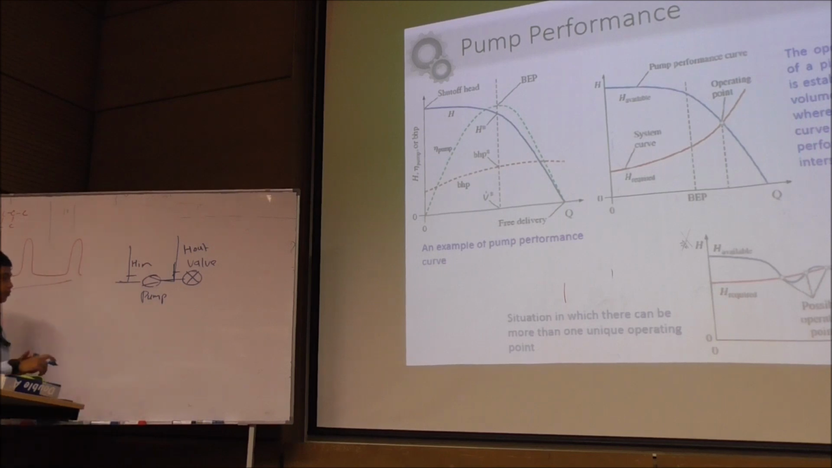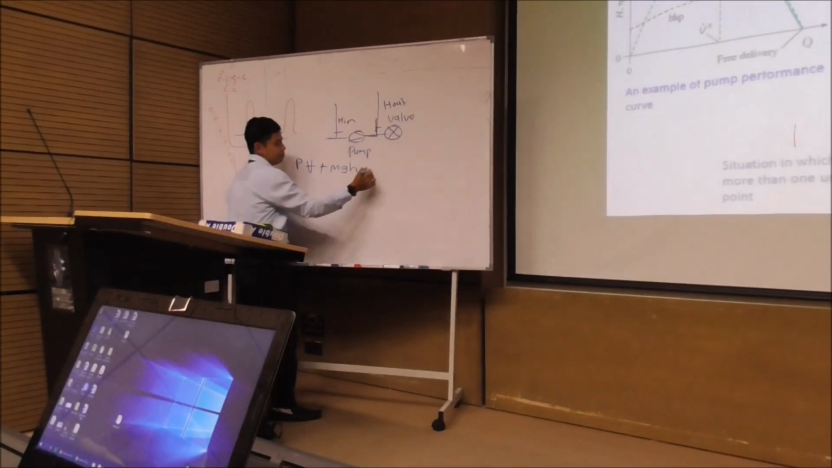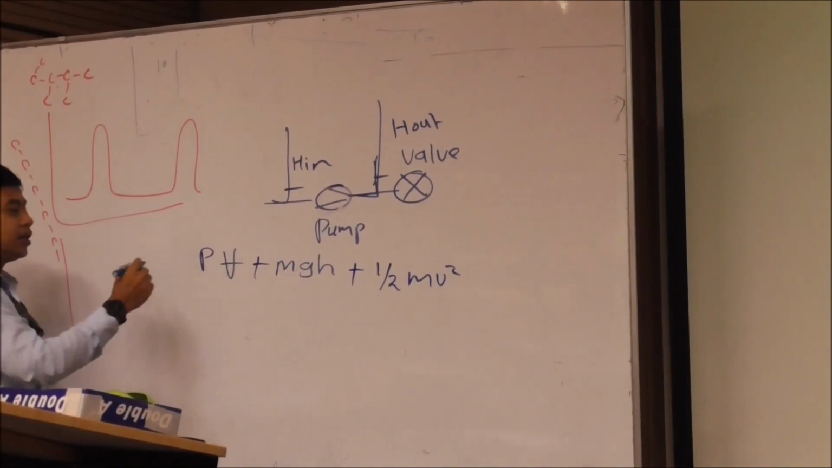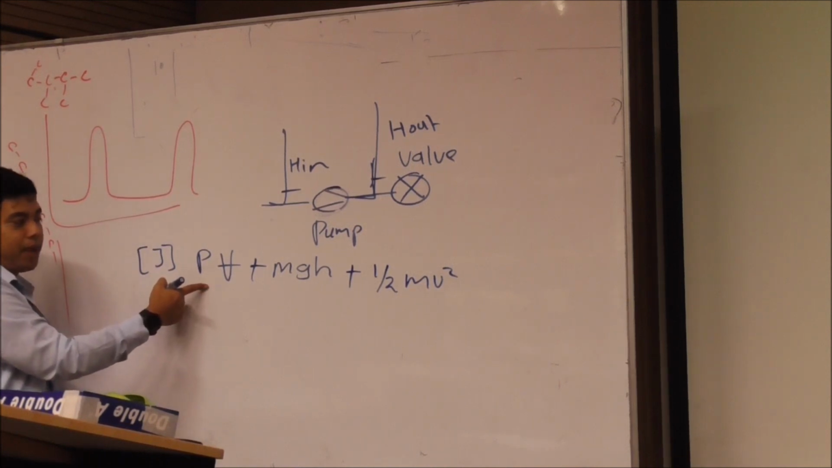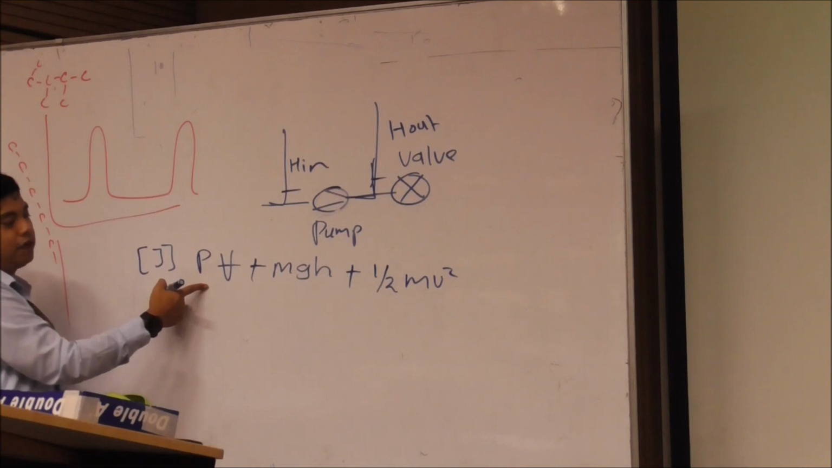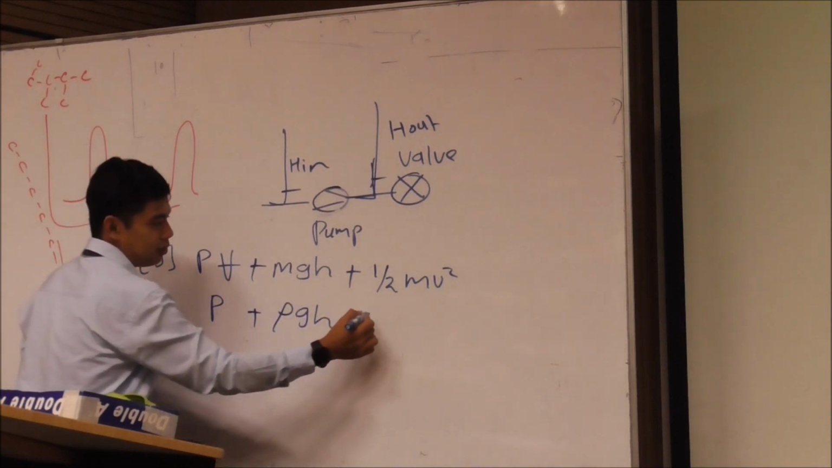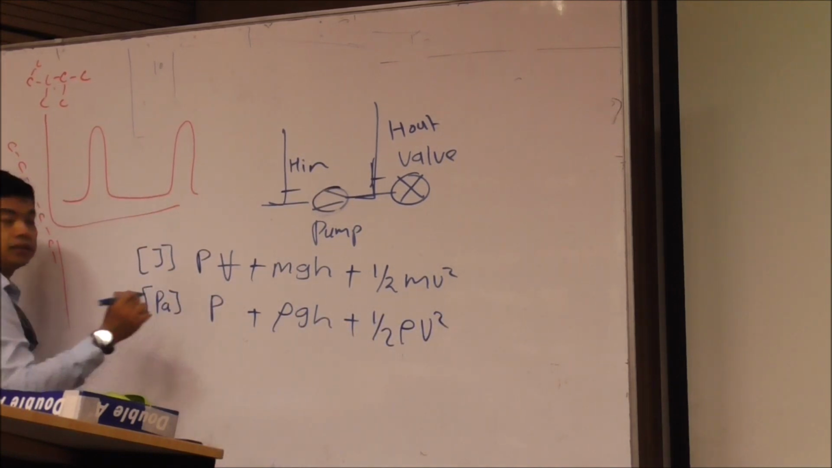You know how it goes, right? If you have a conservation of energy, it will be P times volume, this is the watt, plus mgh, plus the half mv squared. In this case, you have joule. When you divide this with the mass, or you divide it with the volume, you get pressure. Here becomes rho gh, and this one becomes half rho v squared. All of this you get Pascal.